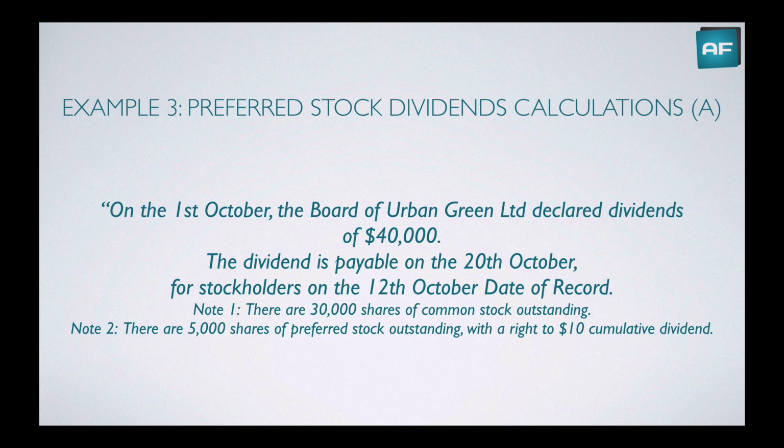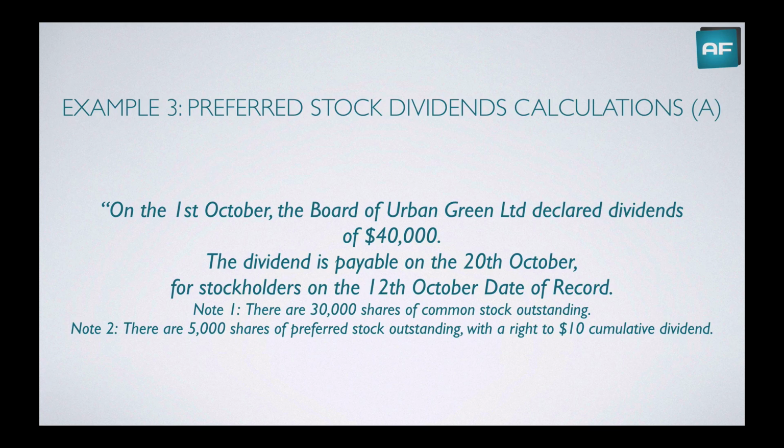On the 1st of October, the board of Urban Green, so the same company, declared dividends of $40,000. So last time they declared dividends of $100,000. In this example, it's only $40,000. Dividend payable on the 20th of October, 30,000 shares of common stock outstanding, and 5,000 shares of preferred stock outstanding with a $10 cumulative dividend. This is where it's different. It's not just a right to a $10 dividend, it's a right to a $10 cumulative dividend.